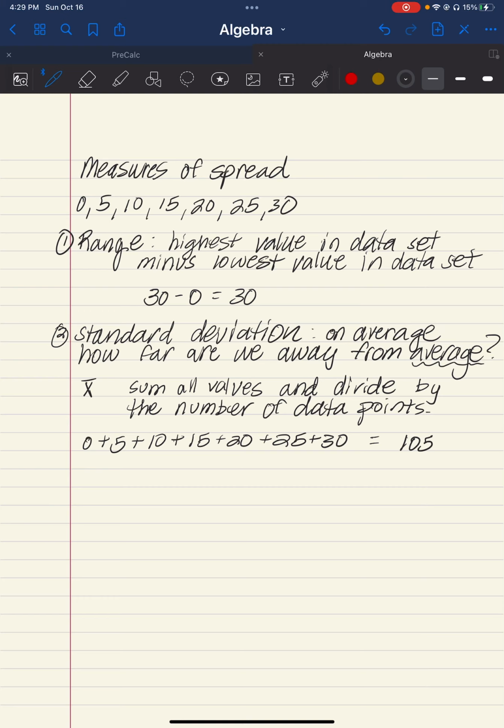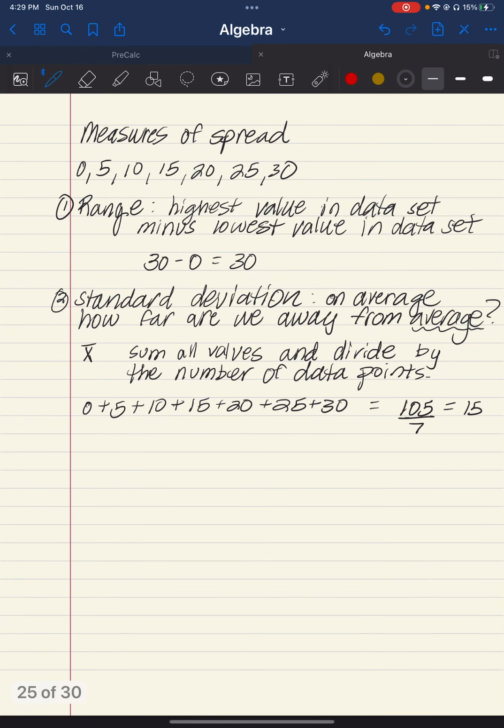And then we know that there are, what did we say, 7 data points. So we're going to take 105 and divide it by 7. When we do that, we should get 15. In this case of our example, the mean is equal to 15. We did that. That wasn't too bad. If you're not sure about how to do this, go back and watch the lesson on measures of center.